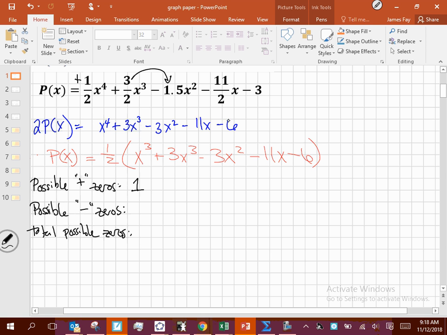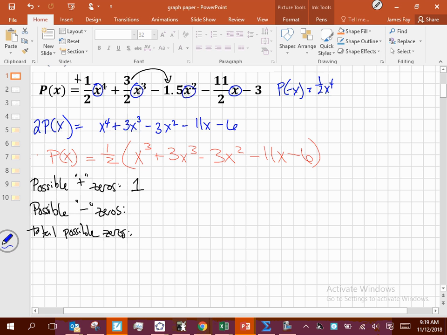Possible negative zeros is when I find P of -x. You could do this a little bit quicker than writing all this out. Basically we're going to go through here and put a -x in all those spots. That's why we've talked in the past about function notation and evaluating functions at different values, because that's what we have to do here. If I plug a -x in right here, what's -x to the 4th going to give me? Positive x to the 4th, times a positive 1/2, so it gives me 1/2 x to the 4th.